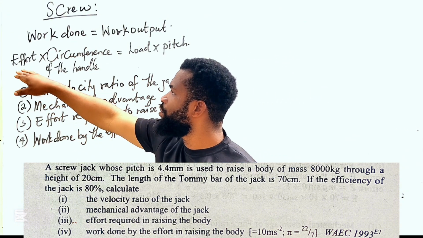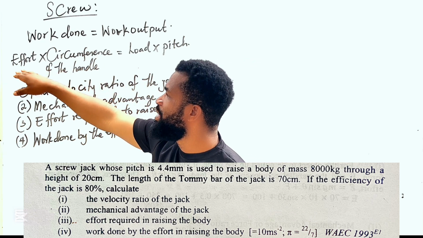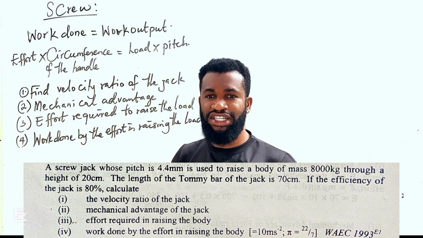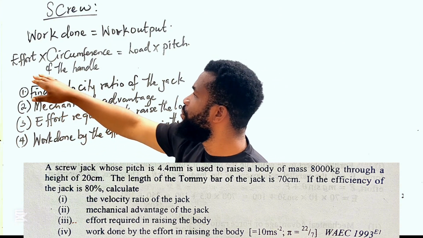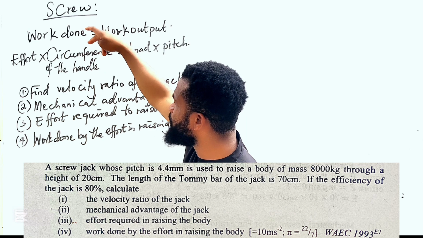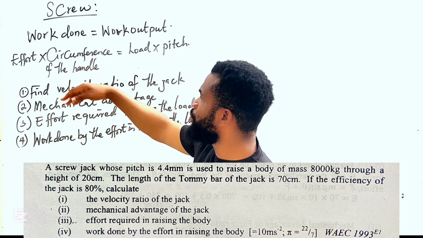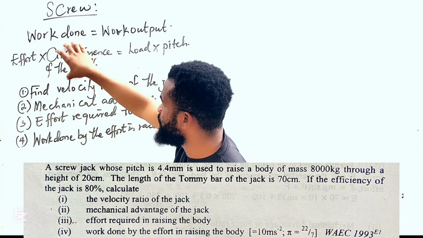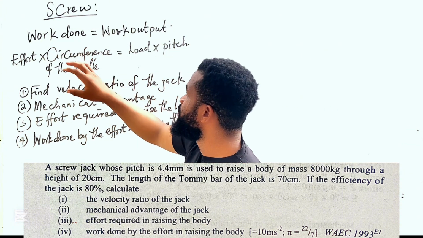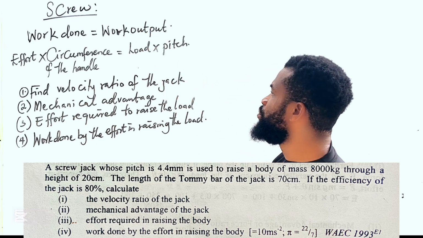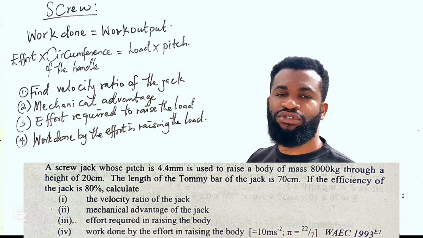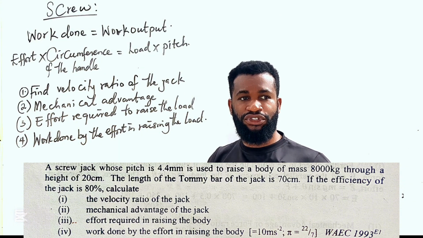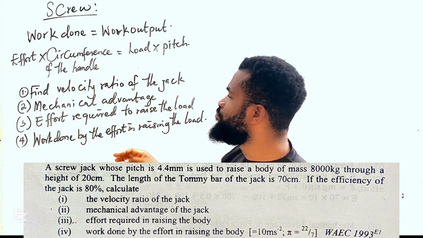And another one is this, work done by the effort. Look at this. Whenever we are talking about effort, we are talking about the work input. Whatever the effort is doing is the input into the machine. So effort times circumference of the handle is equal to the load times the pitch. So this is the work done, or let's say work input, and this is the work output, which is the load times the pitch. I'm also going to let you know that when we talk about the pitch, we're talking about the distance between the successive screws, right?